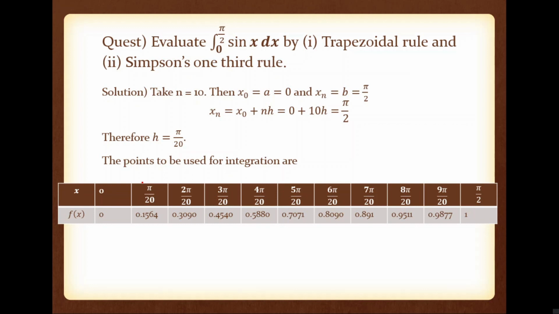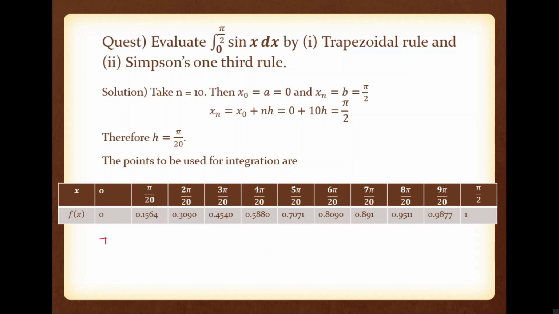So you can see that I am not deleting this 2. I am not removing this 2. So 1 pi, 2 pi, 3 pi, 4 pi means x0, x1, x2, x3, x4, etc., x10. Okay. So these are the corresponding y values. Now apply the trapezoidal composite rule. What is trapezoidal composite rule?